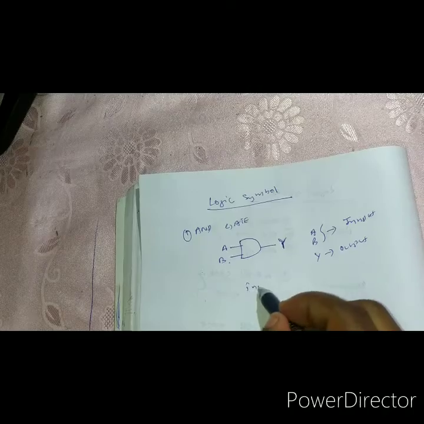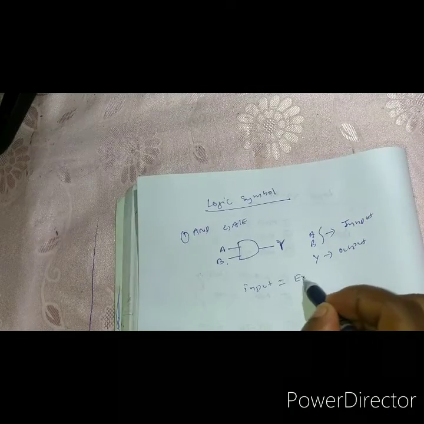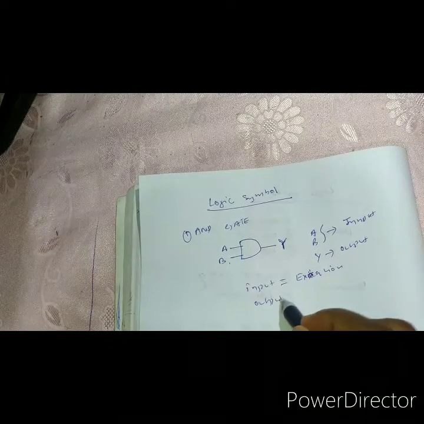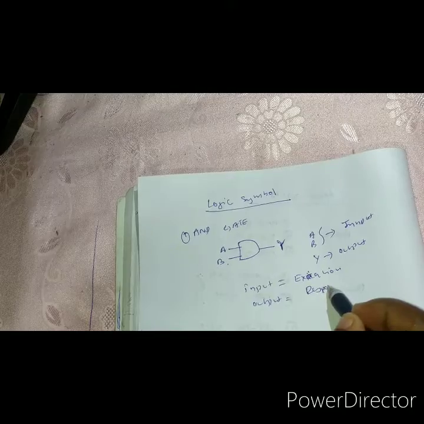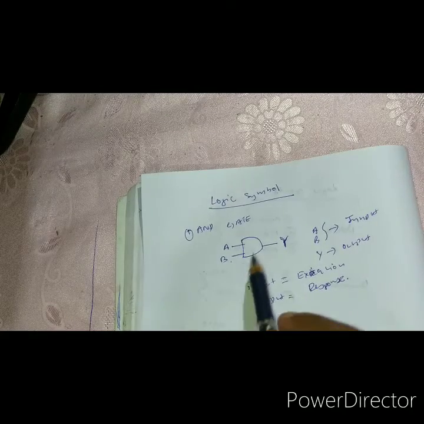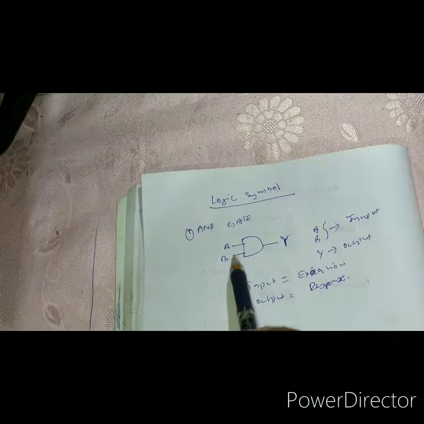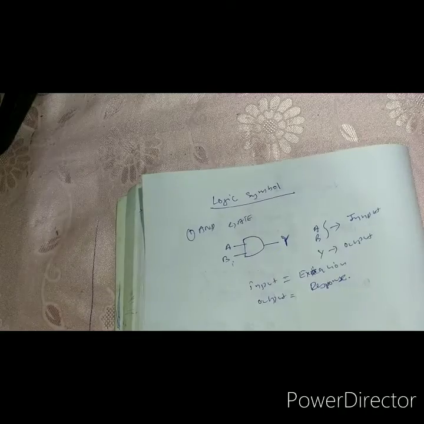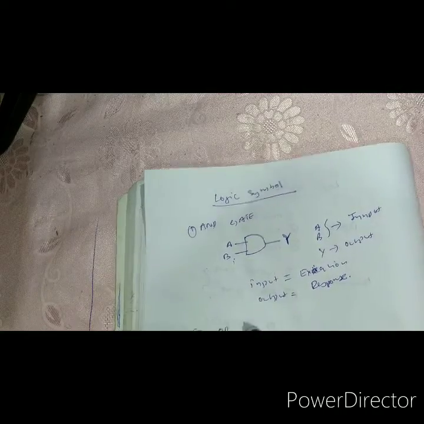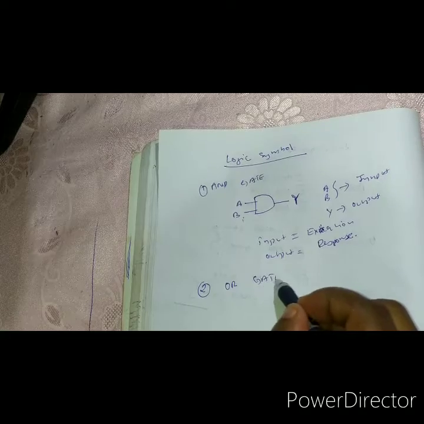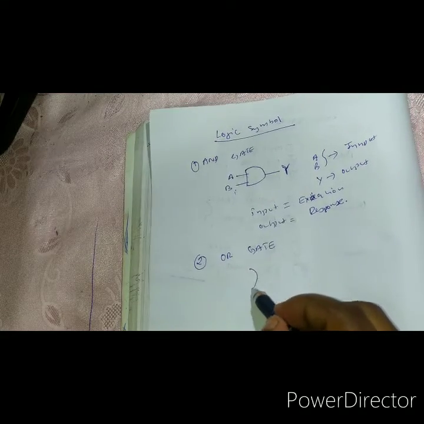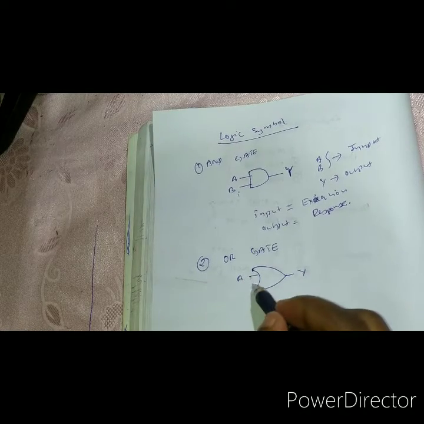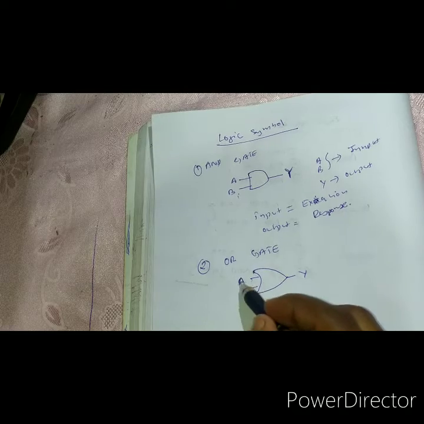We can say input is excitation and output is response. So we can say all gates can have more than 2 excitations but only one response. Number 2 is the OR gate. The logic symbol for the OR gate is like this. This is Y, this is A, this is B.